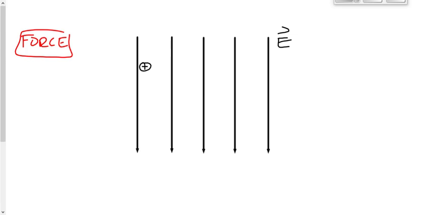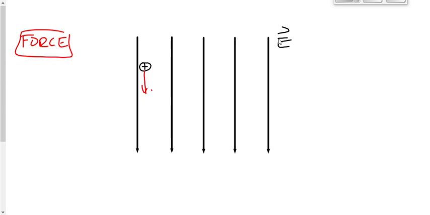Which way is the force? If the field lines point down, the force will point... I'm positive the force is with the field, right? Remember the quote? I'm positive the force is with the field. If the field points down, the force will point down. Agree?